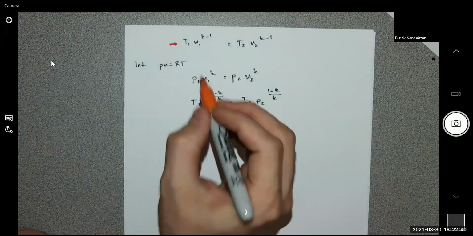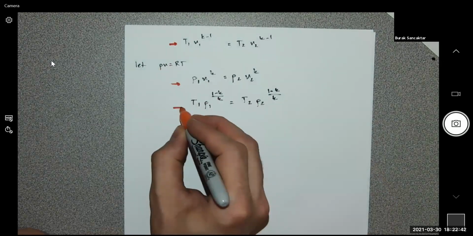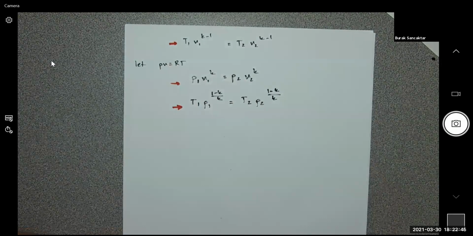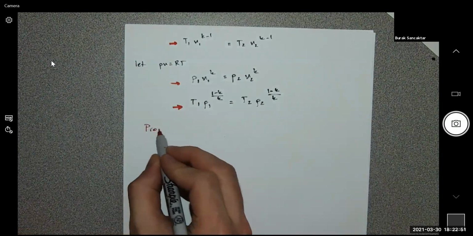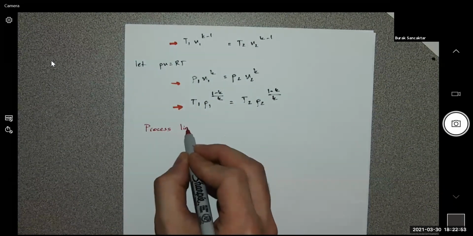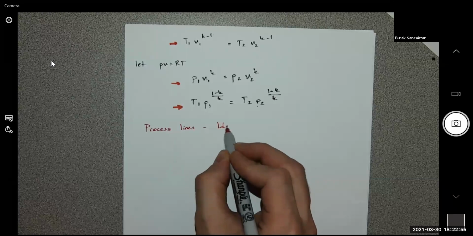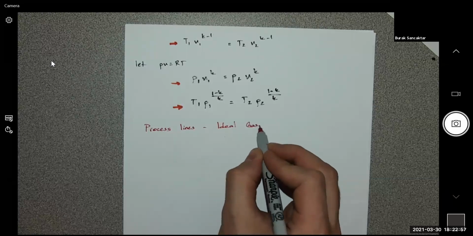So I have three process lines for ideal gases.